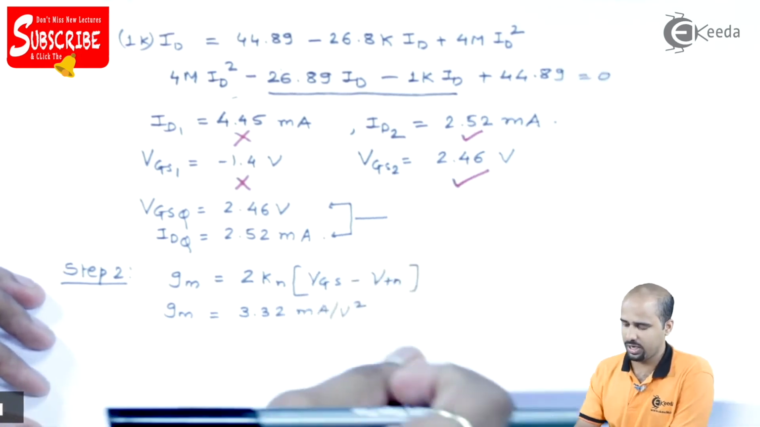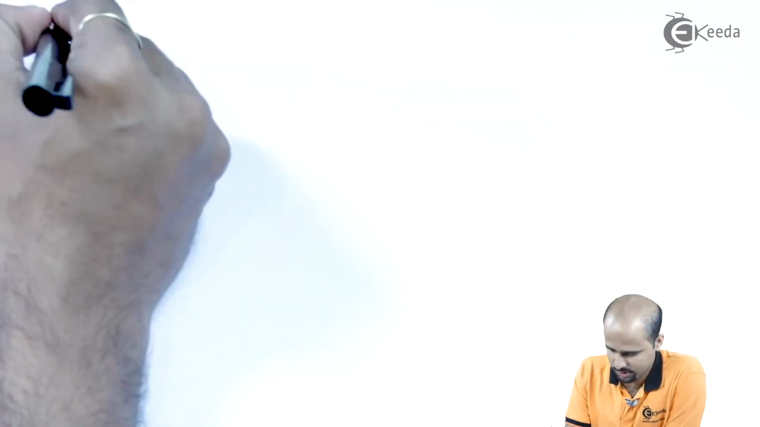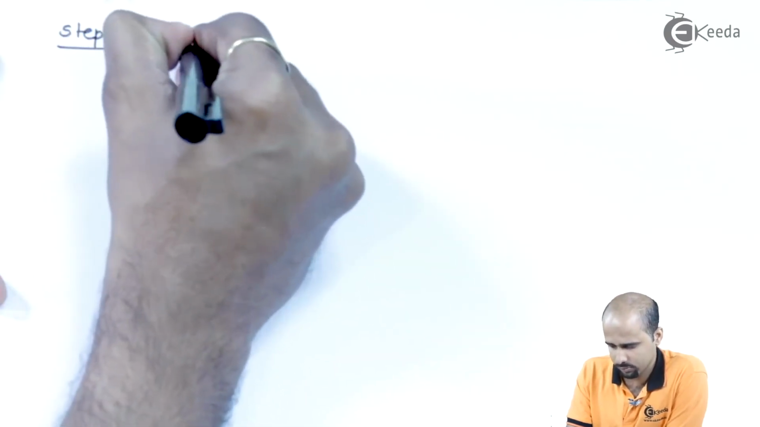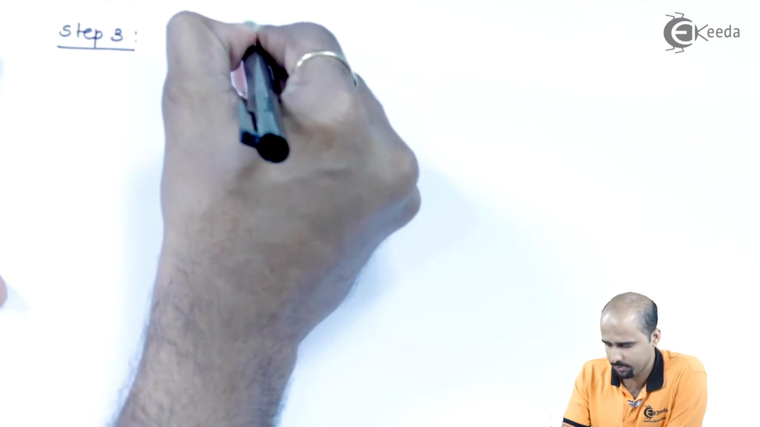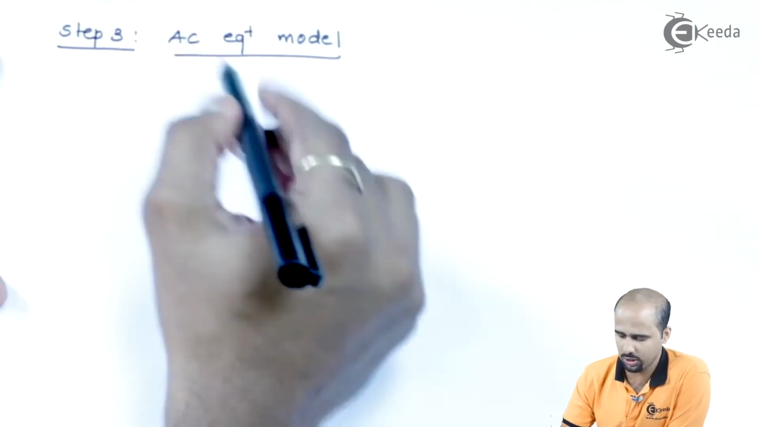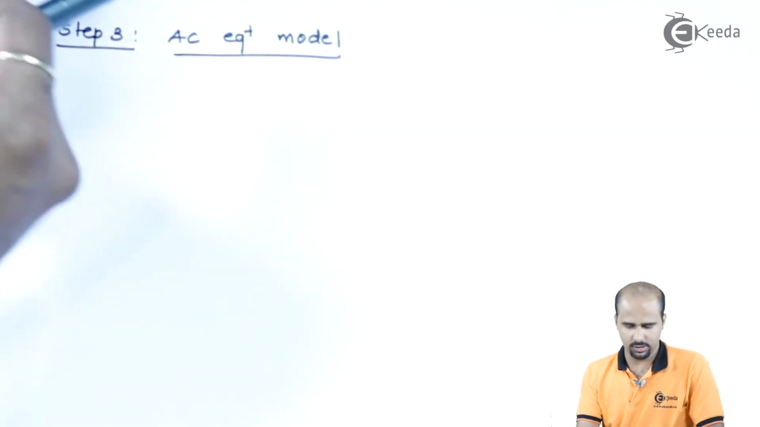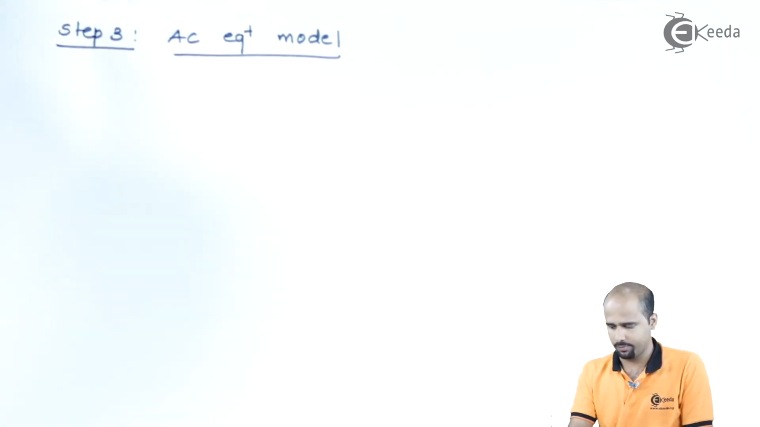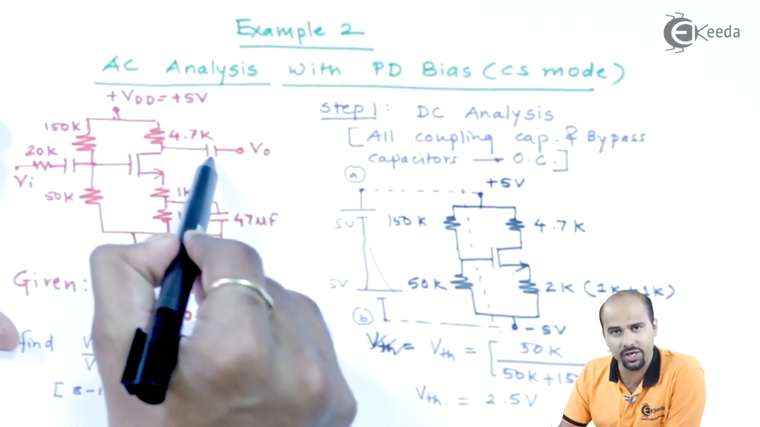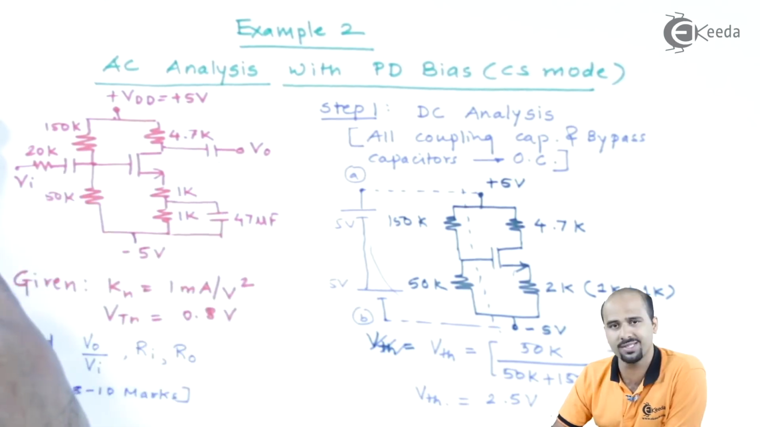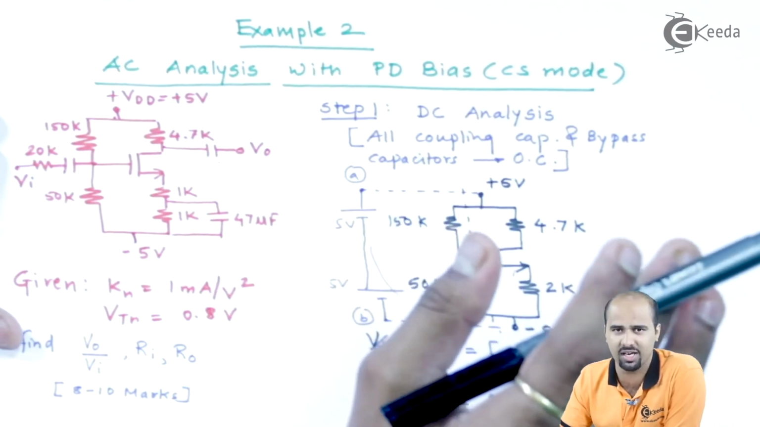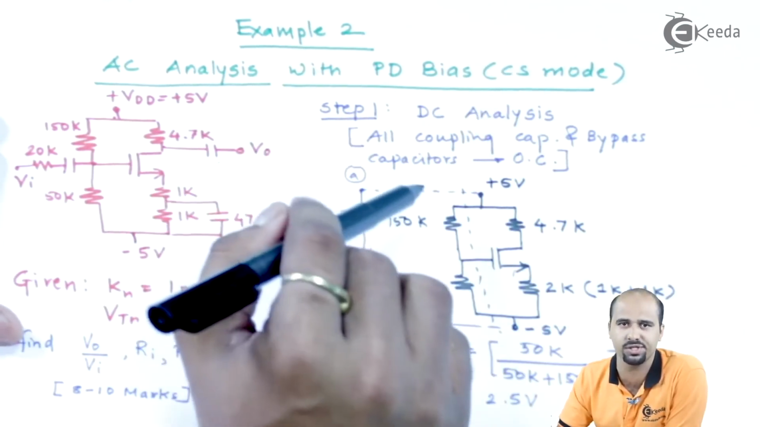So start with the AC analysis. Your step number 3 will be the AC equivalent model. In your AC equivalent model, first of all, this is your circuit which has been given. What changes do we have to make? We have to incorporate these capacitors now, because step number 1 is finished, right? We have to proceed further for AC analysis, where frequency is not equal to 0.